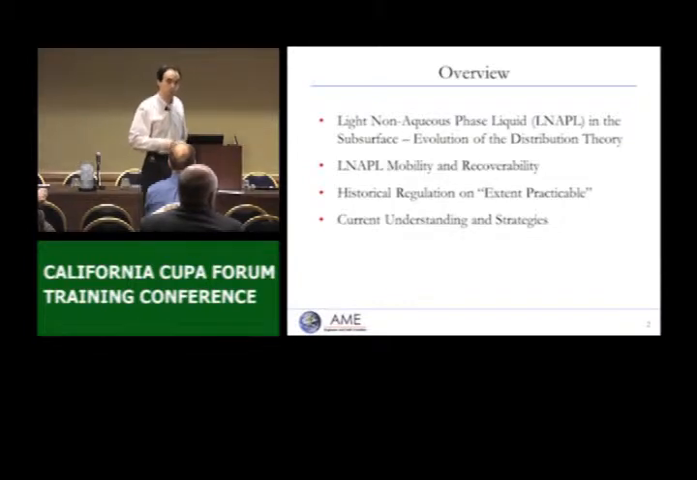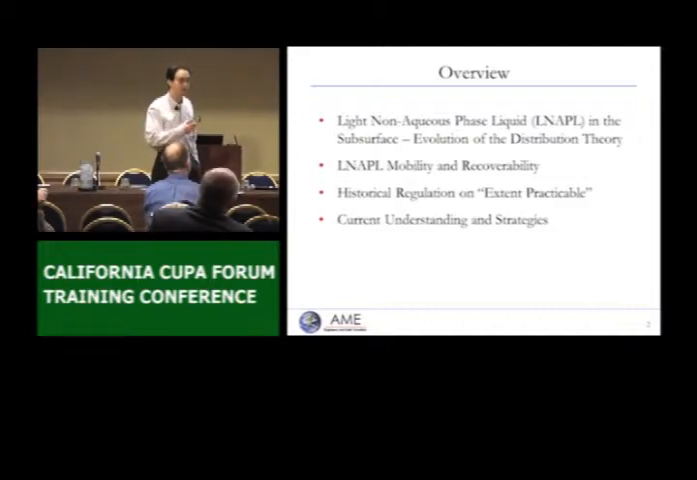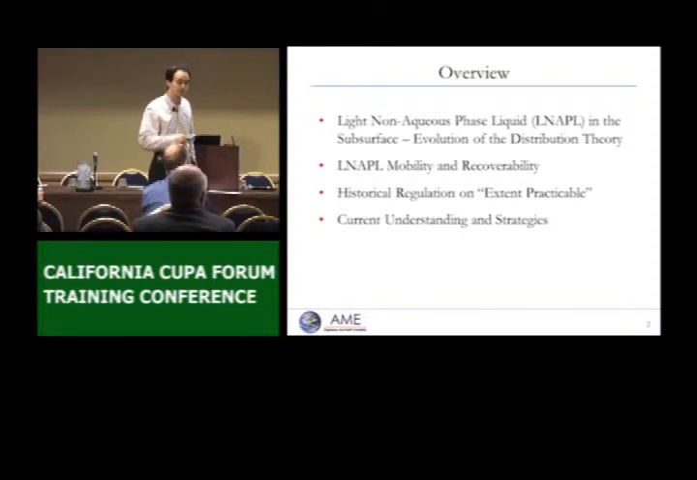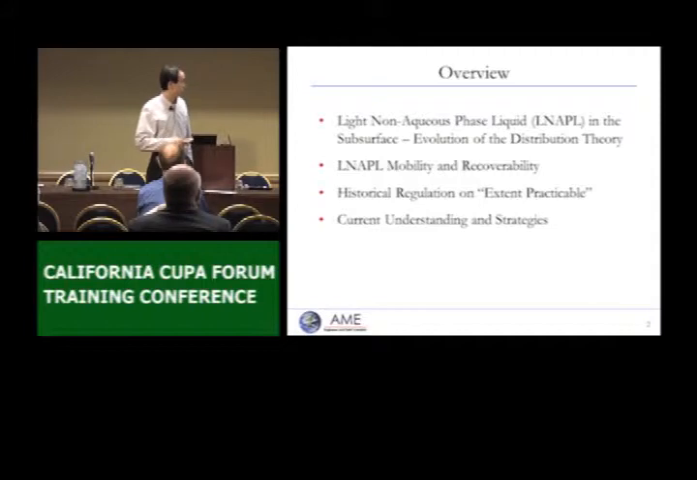And then we'll walk you through what mobility and recoverability are, what their definitions are, and how to determine them. Then I'll move on to review some of the historical regulations on the extent practicable. Based on that, we'll discuss our current understanding, some advancement we've made in the regulations in recent years, and the strategies going forward.